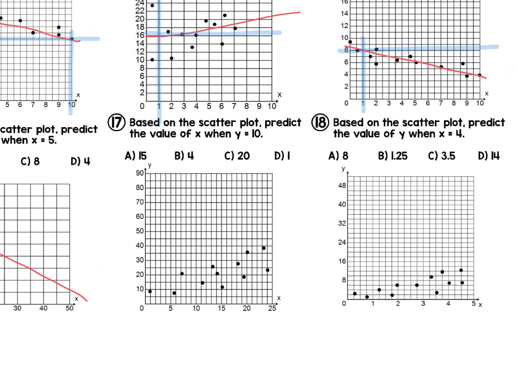Okay, 17, based on the scatter plot. Based on the scatter plot, predict the value of x when y is 10. So that's right here. Then let's put a line of best fit through it, so like half the data above, half below. So I'm thinking something like this. So I think a good estimate would probably be 4 right here for x.